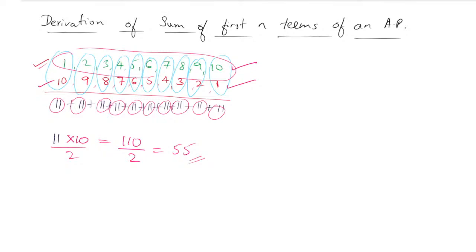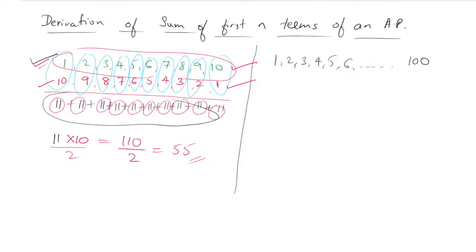If I tell you to add 1, 2, 3, 4, 5, 6 and so on till 100, it was easy for 10. You may say, sir, why do we have to do this at a bigger scale? Directly we might have added 1, 2, 3, 4, 5, 6, 7, 8, 9, 10 and written 55. Yes. But if I tell you to find the sum of 1 to 100, is it easy? It is not easy.